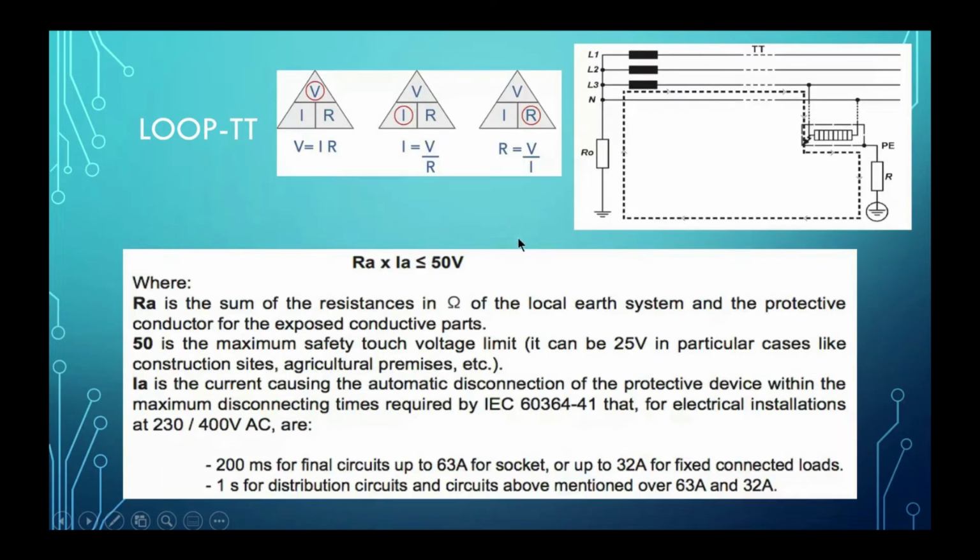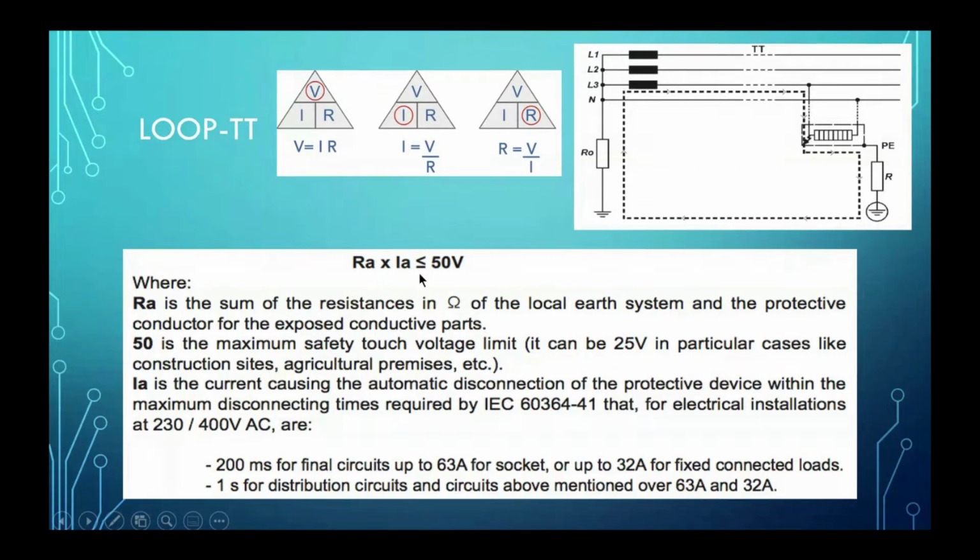Okay, TT systems. This formula must be respected. This formula you all must remember. Later I will show you in my demonstrations why this formula is very important. It must be respected in order to see whether your impedance is enough or your impedance is overvalued for the circuit design or not. So you all remember: RA times IA must be lower than or equal to 50 volt.